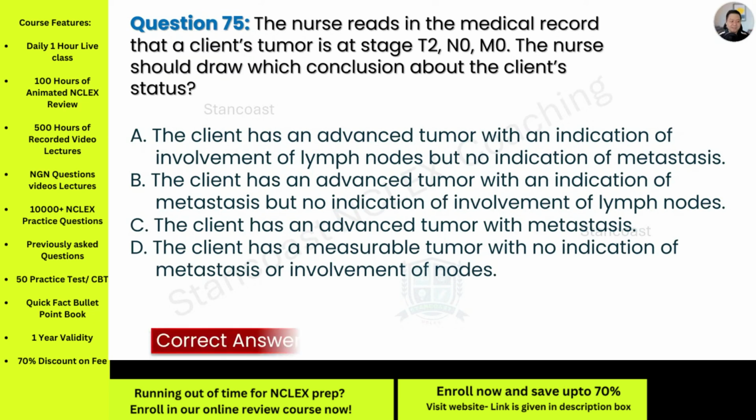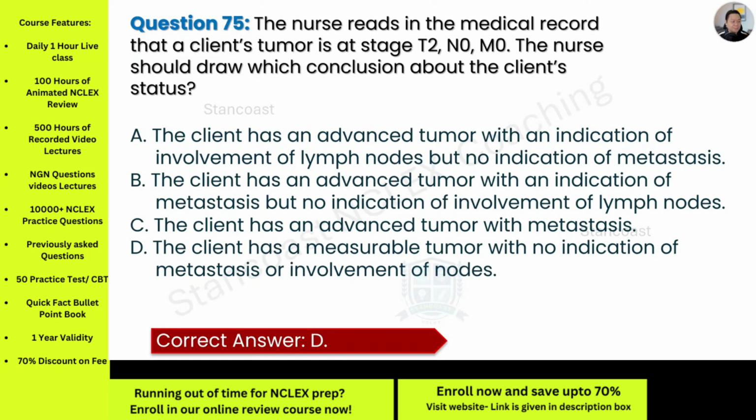The answer is letter D. Let's take a look into the numbers here. T2 indicates a measurable tumor. And the N0 means there's no regional lymph node involvement. And the M0 indicates there's no distant metastasis. And so this describes an early stage tumor with localized findings.